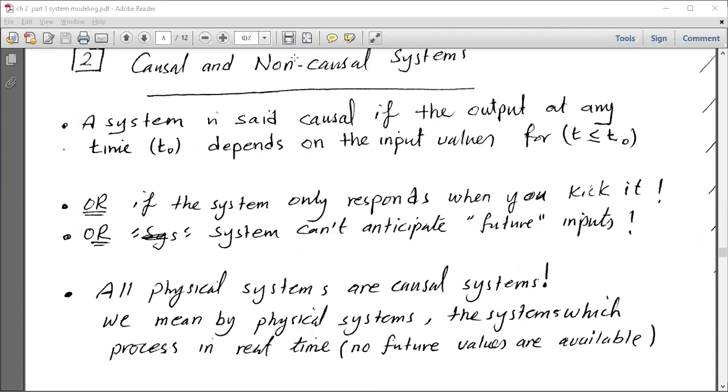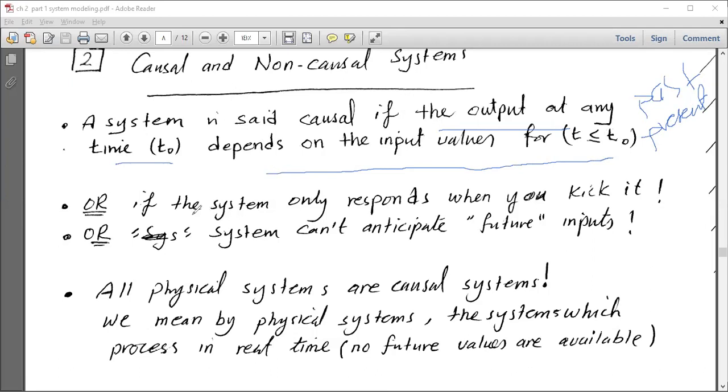A system is said to be causal if the output at any time depends on the input values at that time or earlier, meaning past and present. If it depends on the past or present values of the input, then it is causal. Otherwise, it is a non-causal system.